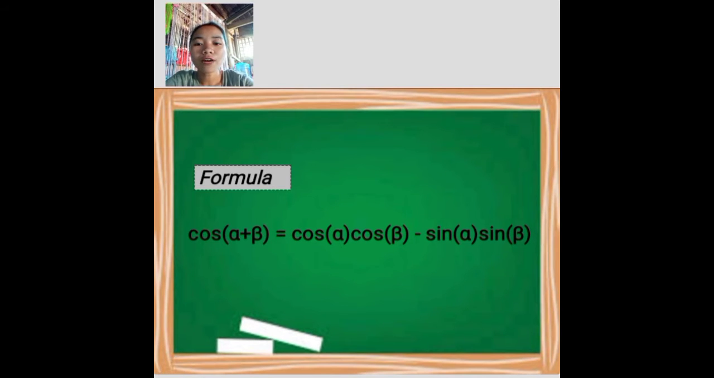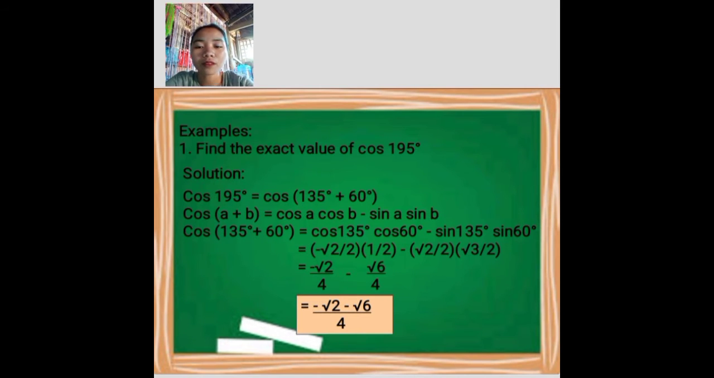So, the formula for cosine. We have cos of the quantity a plus b is equal to cos a times cos b minus sine a times sine b. For example, number 1, find the exact value of cos 195 degrees.